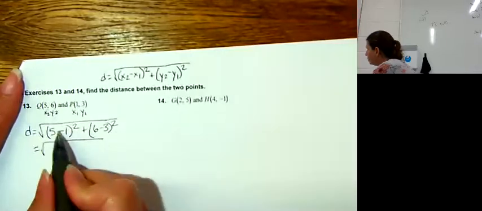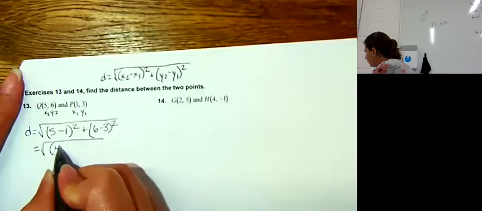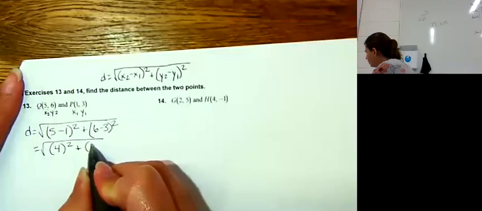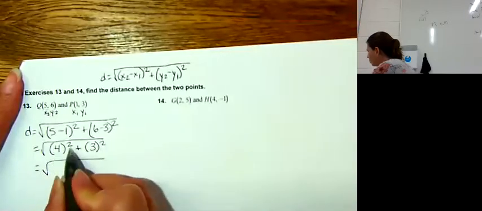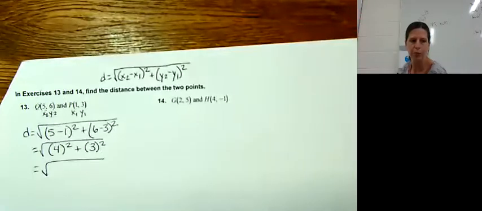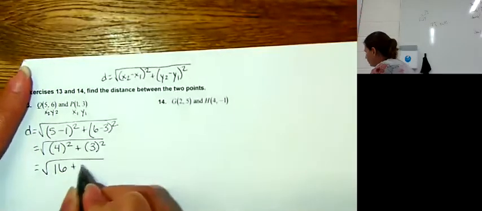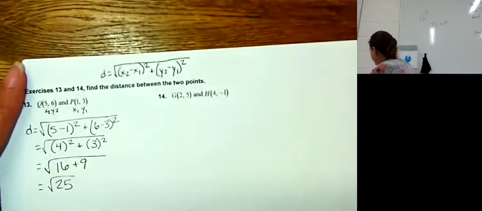it out. So we need to do what's inside the parentheses. So 5 minus 1, so we have to take 4 squared. 6 minus 3 would be 3 squared. So 4 squared will give us 16. 3 squared will be 9. So I need to find the square root of 25.